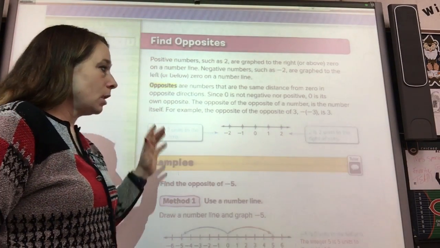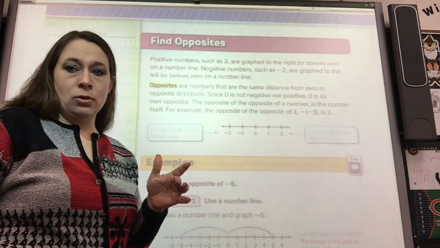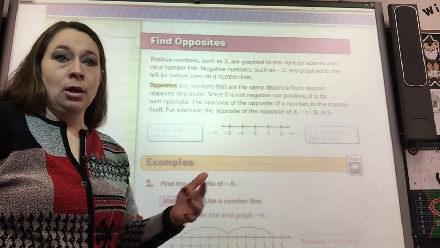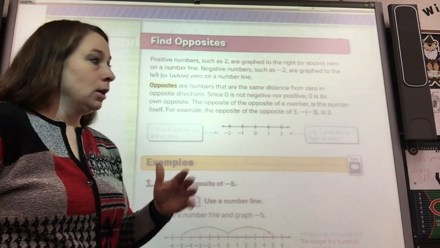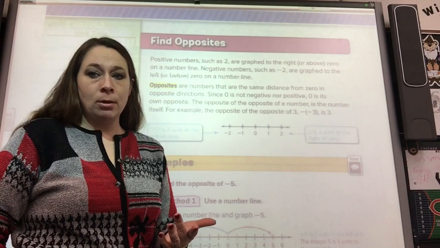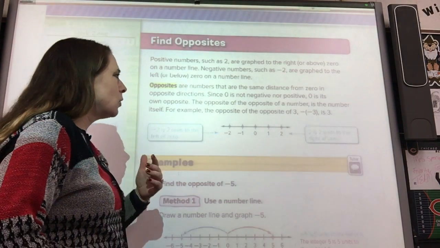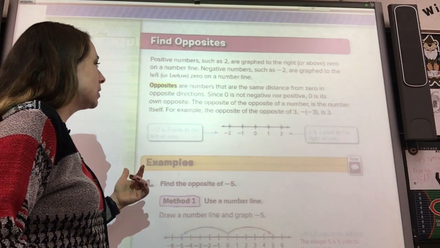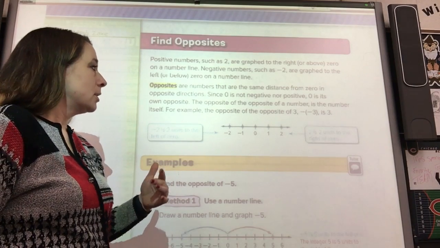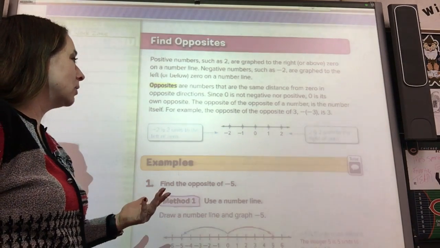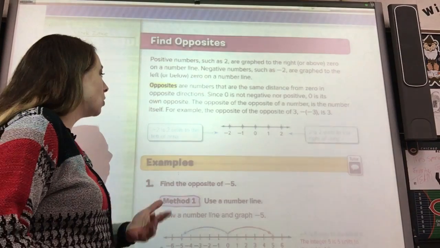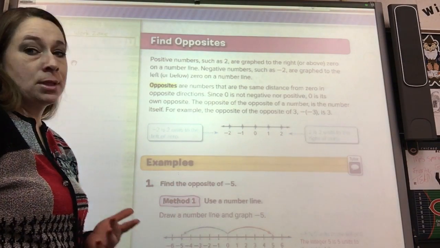But the reason I don't agree with that is I think sometimes students get mixed up between that and absolute value. Because absolute value is always a positive, where this is just simply the opposite of a number. Alright? So opposites are numbers that have the same distance from 0 in the opposite direction. Since 0 is not negative or positive, it is its own opposite. So the opposite of 0 is just 0.